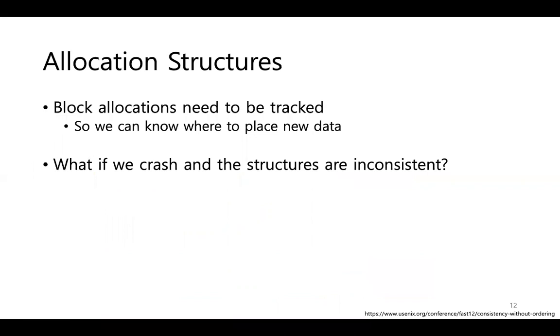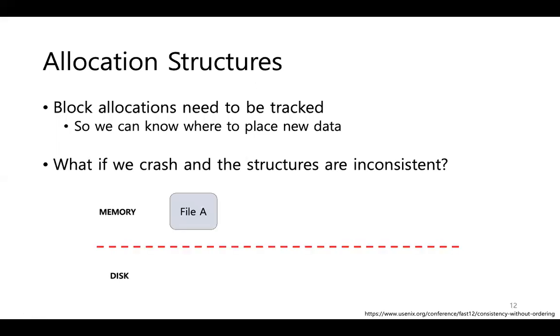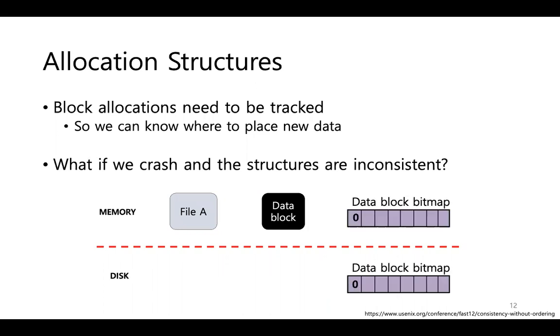The second part of the design is that, for allocation structures in the file system, we want to know where we can place new data on the disk. But what happens if we crash and the structures become inconsistent? Then we may think some block on the disk is free when it's not, and we can overwrite some important data. So for example, we have file A in memory and a data block. And then we have these data block bitmaps on disk and in memory. And then we have this free block at the beginning of the bitmap.